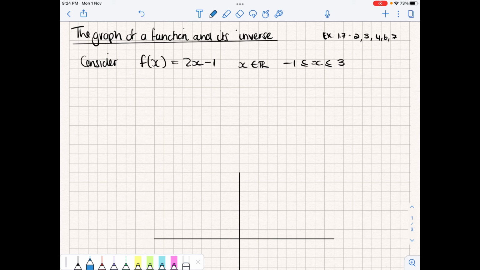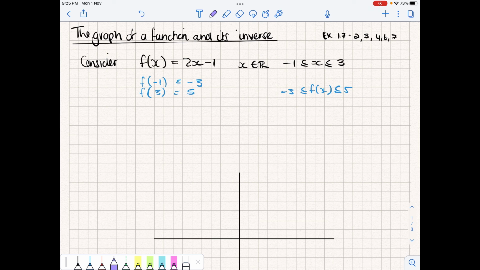So to quickly calculate the range of the function, we'll just consider the values at the lower and upper boundaries of the domain. So if x was equal to -1, we would get -2 minus 1, so we'd get -3. And if we plugged in 3, we would get 6 minus 1, which is 5. So that tells me my range is going to be between -3 and 5.